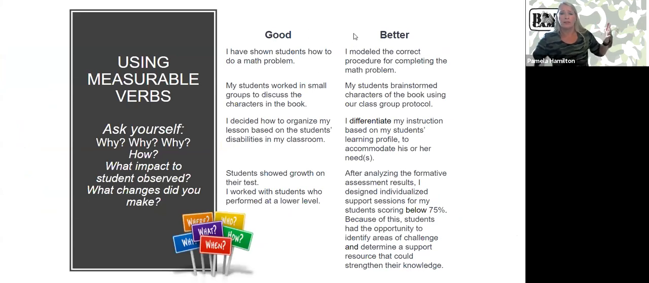All right, so one of the things that you want to look at is using those strong measurable verbs. So here we give you a couple of examples on how to, in your writing, make a stronger argument, especially like the one down at the bottom where students show growth on their tests. And I work with students who perform at a low level, right? That doesn't give you a lot of information, doesn't give you a lot of depth. It's not sufficient. But after analyzing the formative assessments, I supported my students scoring below 75%. Because of this, students have the opportunity to identify areas of challenge and determine the support resource that could strengthen their knowledge. Much deeper, right? Shows that you really understand. It's an analysis of what those students did.